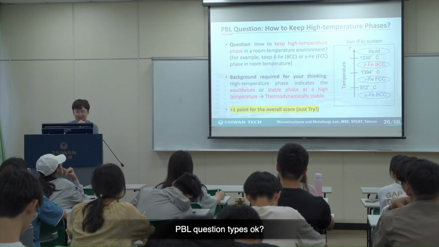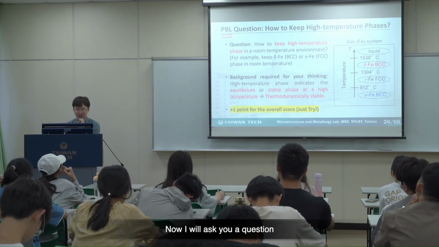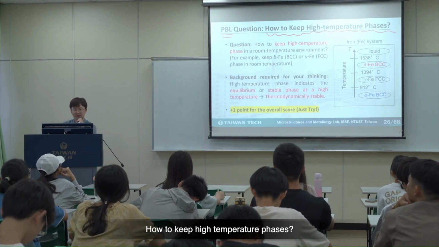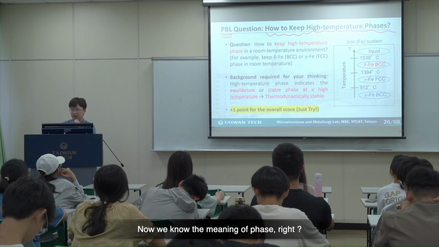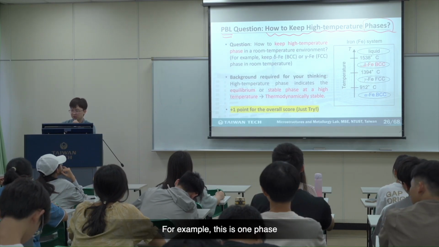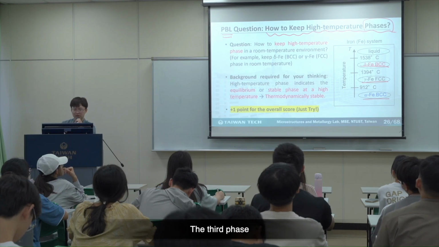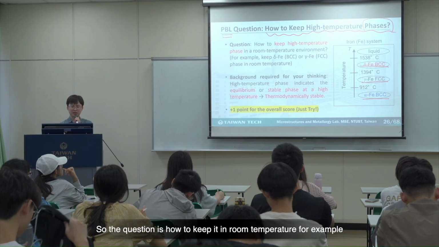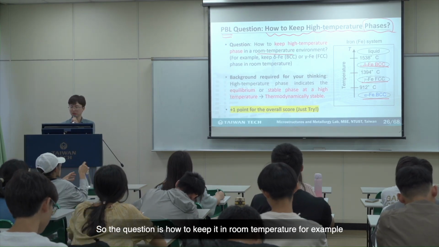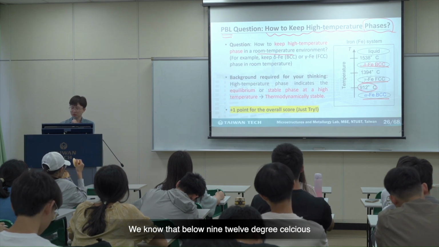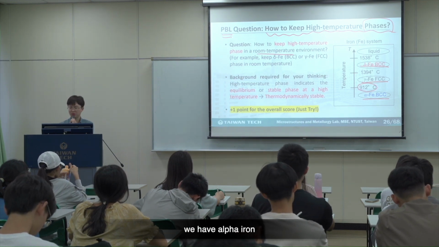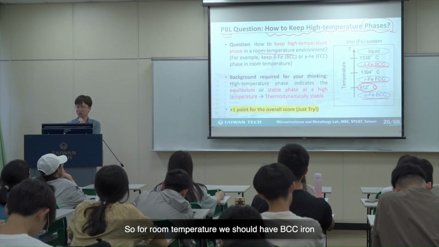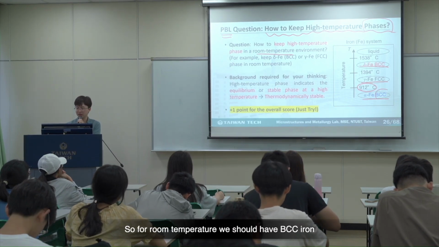PBL question types. Okay, and now I will ask you a question. How to keep high temperature phases? Now we know the meaning of phase, right? For example, this is one phase, this is the second phase, the third phase. So the question is how to keep it in room temperature. For example, we know that below 912 degrees C, we have alpha iron. This is BCC structure below, right? So for room temperature, we should have BCC irons.